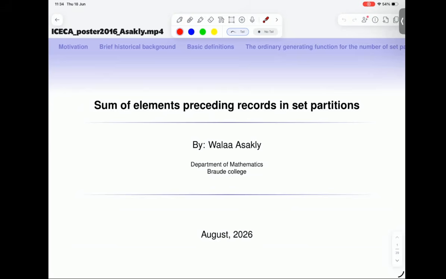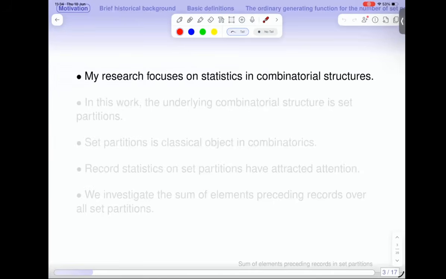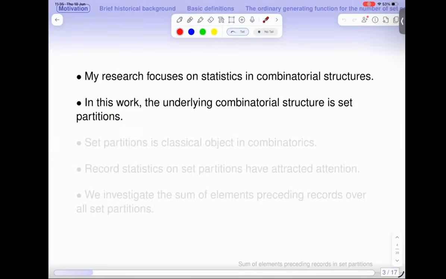Today I will talk about the sum of elements preceding records in set partitions. We start with a short motivation. My research focuses on statistics in combinatorial structures. Today, the combinatorial structure we consider is set partitions, which are among the classical objects in combinatorics and have been studied for many years.